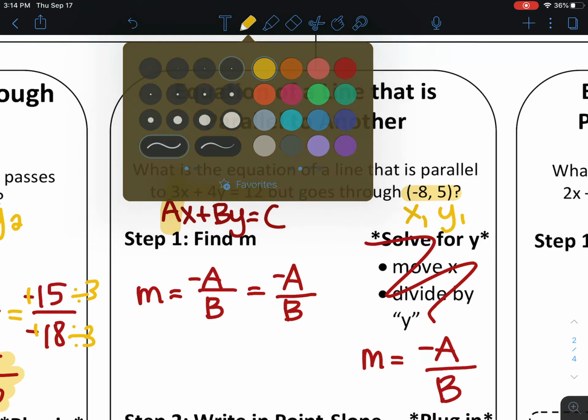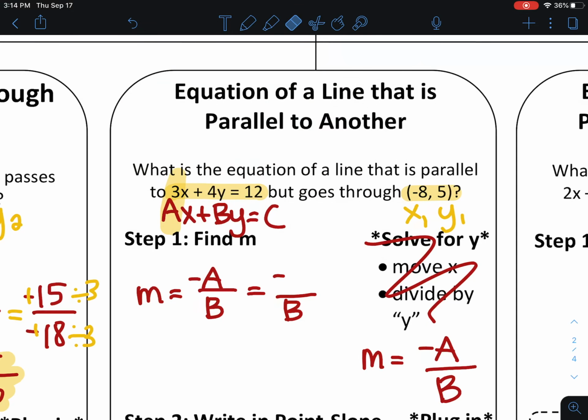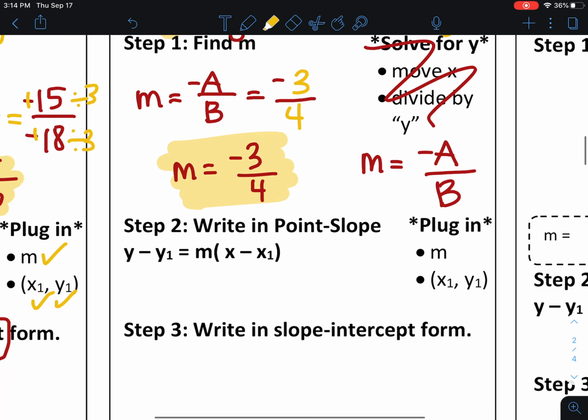So I'm going to erase a, and I'm going to replace it with a 3. The negative stays there because the negative was already there. B, I'm going to erase and replace it with 4 because b is 4. And there you go. There's the slope. We don't need to simplify this one because it's already in simplest form. Actually, I'm just going to highlight it so we don't forget.